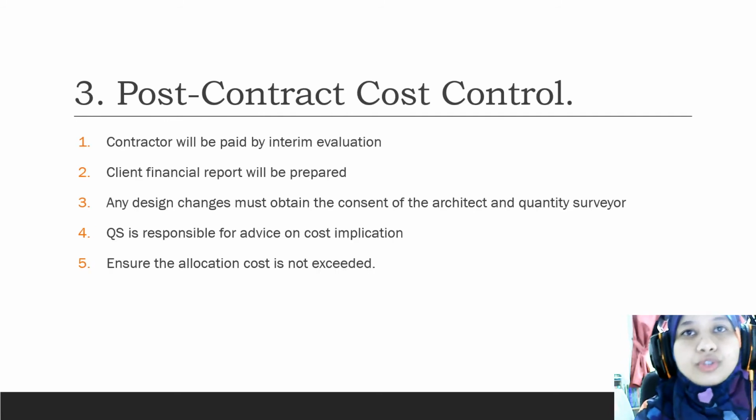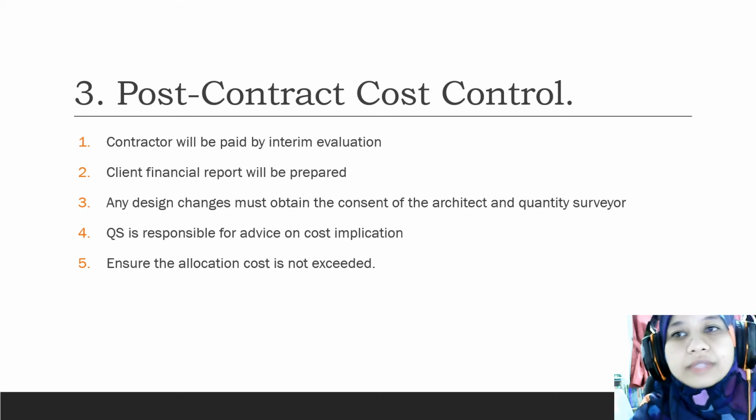Number 3 is post-contract cost control. The contractor will be paid by interim payment. So the payment to the contractor will be made after the work is complete and after the issue of invoice for the material purchase. Also, the client will be issued a financial report so that the client is aware of the savings and extra cost of the project throughout the project.